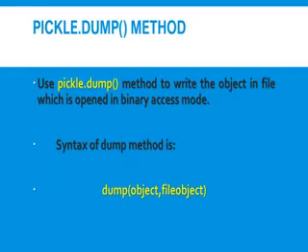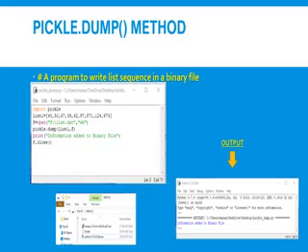So mind it, whenever we are writing an object inside a binary file, this pickle.dump function is going to be used. And the syntax is very simple: dump, within brackets, object comma file object. So let us see one example of this pickle.dump method. I have shown one example here where I have imported the pickle module first, then created a list taking certain arbitrary numbers.